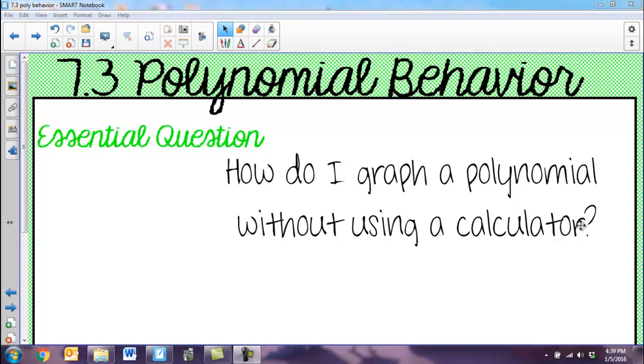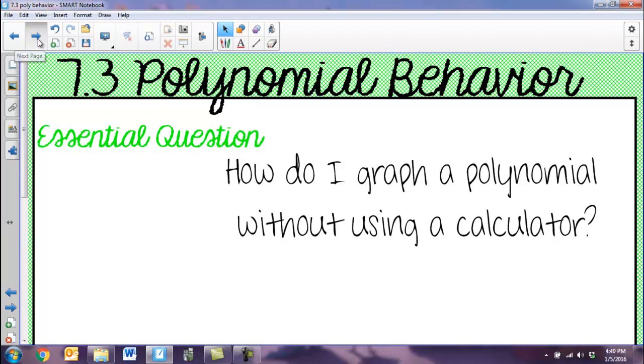Hey guys, today we are going to be graphing polynomials and talking about a polynomial and its behavior. We're going to do this without using a calculator. You've been used to throwing these types of equations into your calculator and talking about minimums and maximums, and now we're going to learn how to graph things that may not be an easy line or a quadratic using certain traits of polynomials. So your essential question is, how do I graph a polynomial without using a calculator?